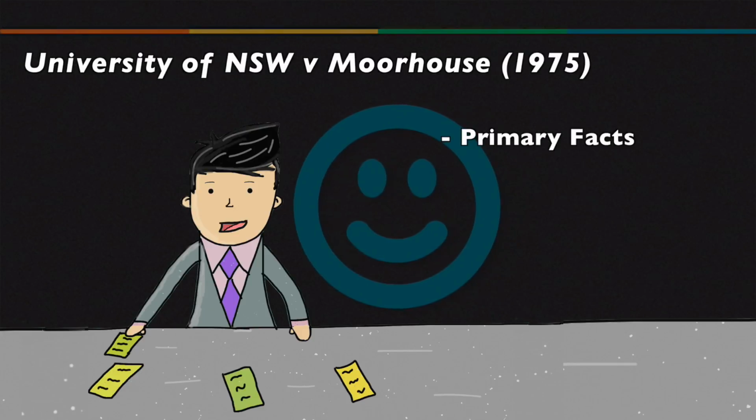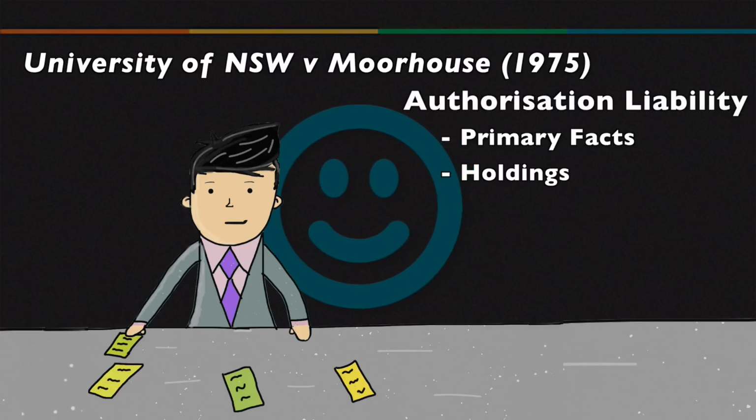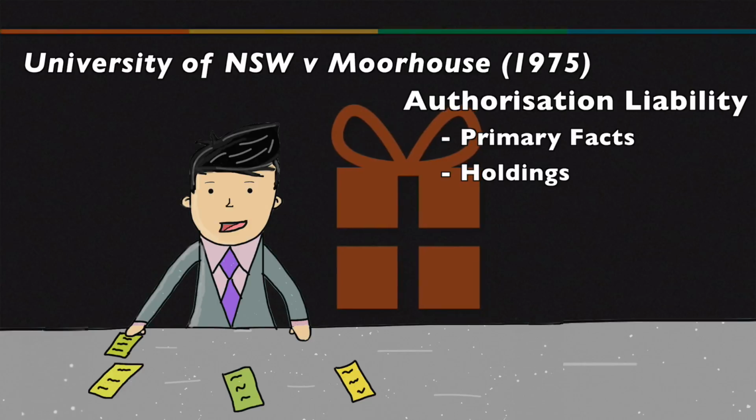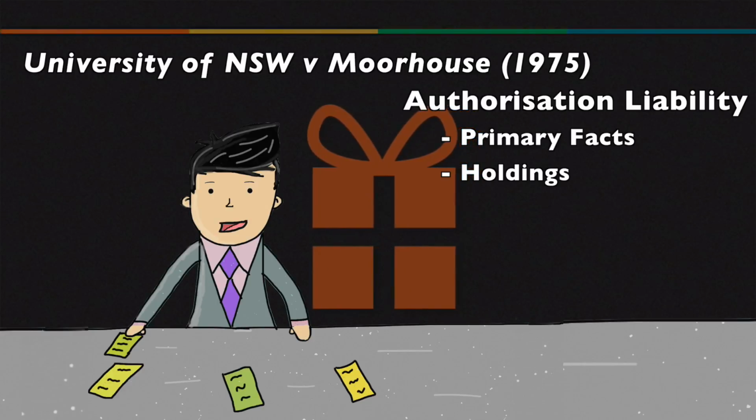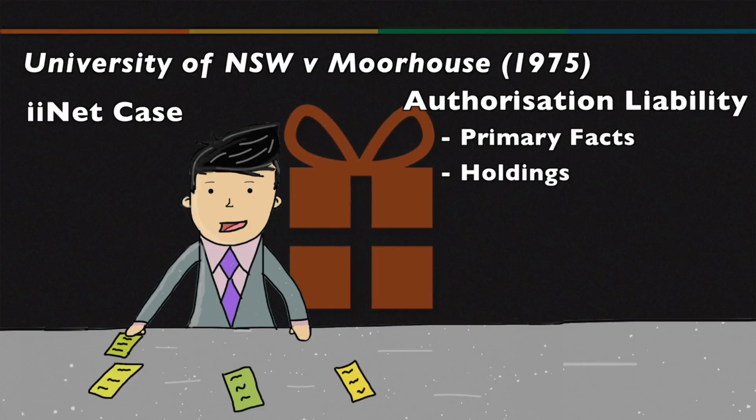So that's the facts and the holdings of the University of New South Wales v Moorhouse with respect to authorisation liability. Oh, and as an added bonus, if you're wondering what this has to do with internet law, take a look at the double INET case regarding internet users downloading copyright content.